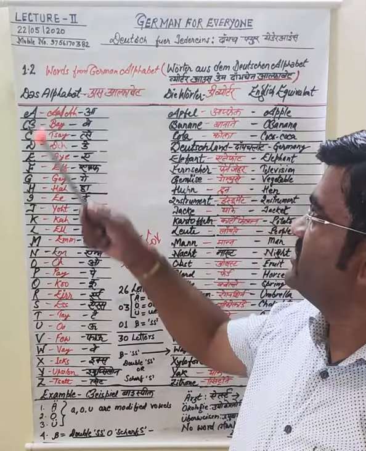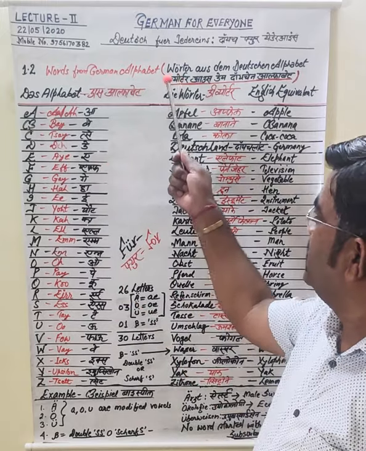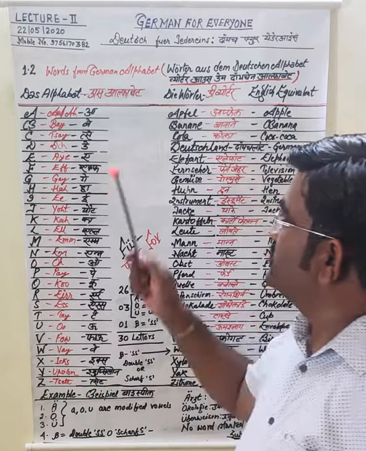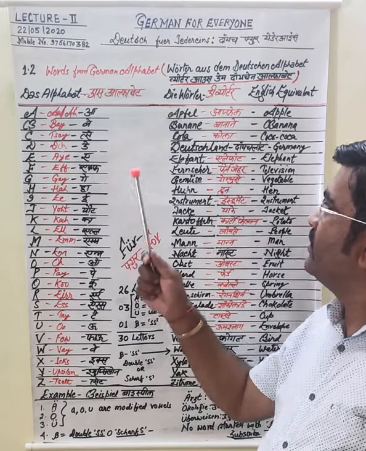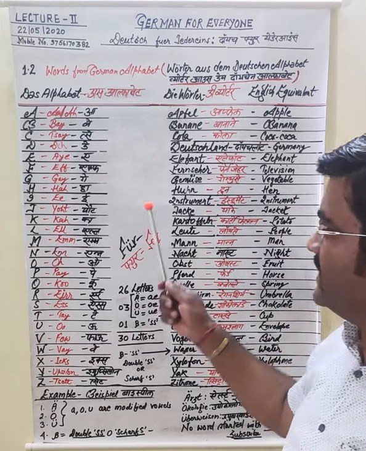So today, in this lecture, we will learn words starting from German alphabets. In German, we can say, Wörter aus Deutschland. German se start hone wale kuch words, jinka English se kya similarity hai, kya dissimilarity hai, wo aap aaj dekhenge.